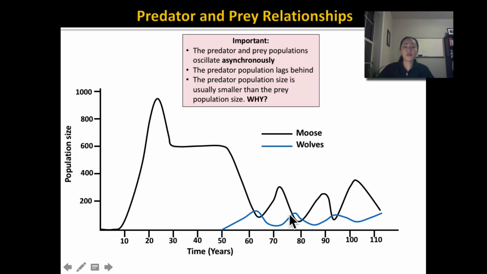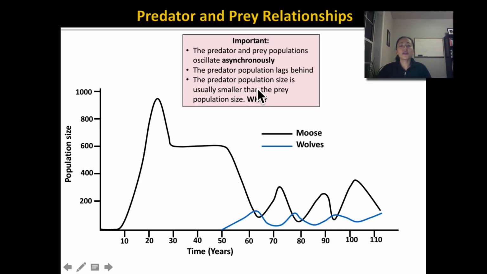However, the wolf population increases to a certain point where now it's feeding on too many of the moose. And so since the moose population has started to decrease, the wolf population will start to decrease. So see how the moose population decreases and then the wolf population decreases. The moose population increases and then the wolf population increases. So the predator follows the prey.